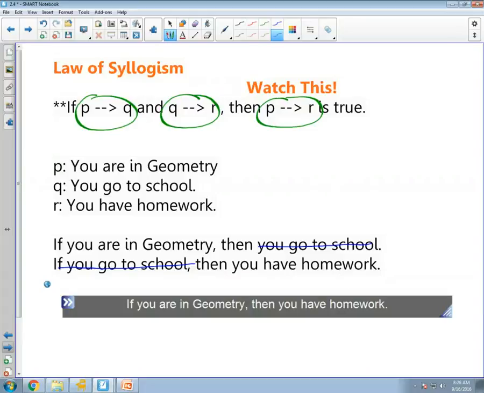If you are in geometry, then you have homework. I really like that. Okay, here's my question. What if this one ends differently than this one begins? Then it's invalid. I like it. Great. It has to do that. All right, now we're going to end real quickly with a couple videos. I was watching TV a couple summers ago, and there was this commercial that had the law of syllogism. Can you believe it? A commercial had the law of syllogism. So I'm going to show you that commercial, and I'm going to see if you can figure out why.